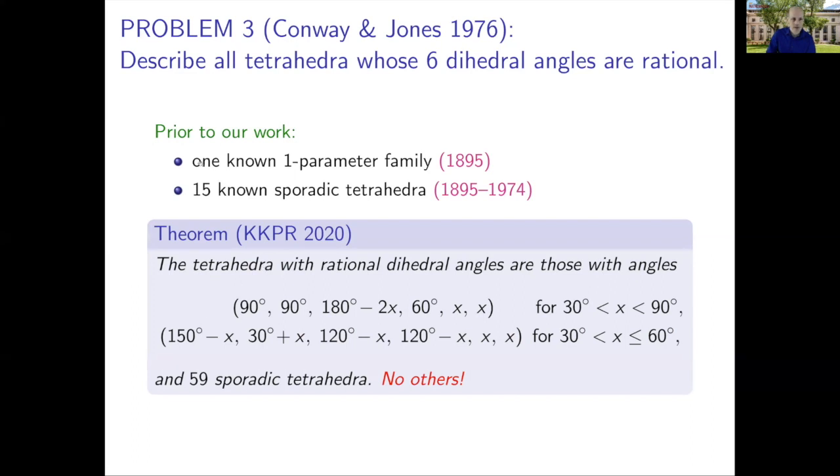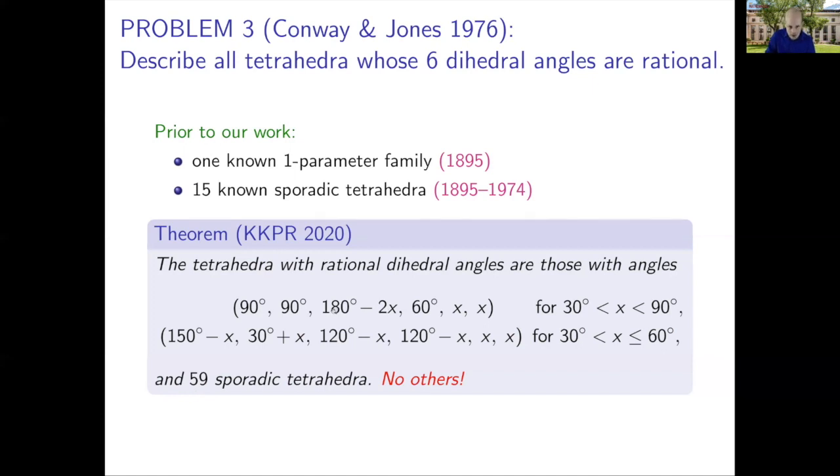not only did we discover a new one parameter family, so there are actually 2 one parameter families, but we also discovered 44 new sporadic tetrahedra that were not previously known. And not only did we discover these things, but the real part of our work is to show that this list is now complete, that there are actually no others. So the complete answer is that there are these 2 one parameter families and these 59 sporadic tetrahedra. So there's never going to be a 60th one.